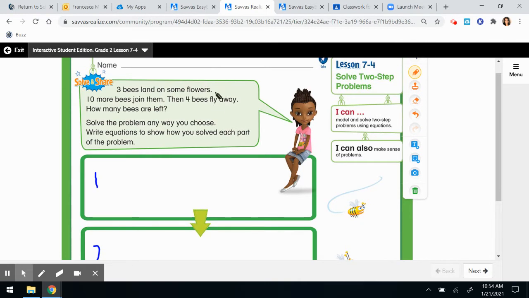So let's go back and think this through. What happens first here? 3 bees land on some flowers, 10 more join them. Then 4 bees fly away. The first thing we have to do is find out how many bees there were to begin with. How many bees were there in all before they flew away? So that means we need to add 3 plus 10 to find out how many bees there were. We had 3, and then we got 10 more, because 10 more joined them. So that's step 1. Write that down with me.